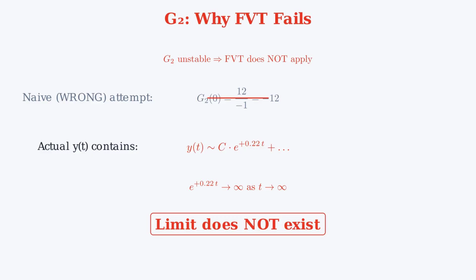The 1 over s term gives a constant. The 1 over s plus 2.22 term gives a decaying exponential. But the 1 over s minus 0.22 term gives e to the positive 0.22t, which grows without bound as t increases. This growing exponential dominates the response. The output diverges. The limit of y of t as t goes to infinity does not exist. Lesson learned. Always verify stability before applying the final value theorem. Without stability, the theorem gives you a finite number that has absolutely nothing to do with the true long-term behavior.